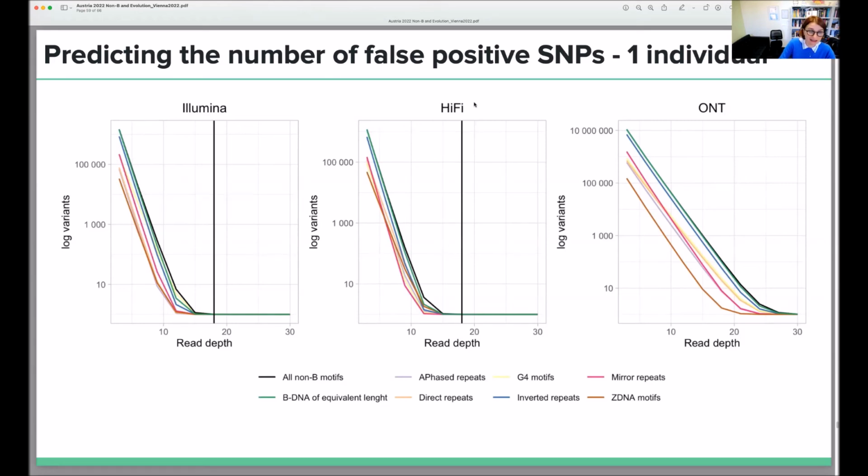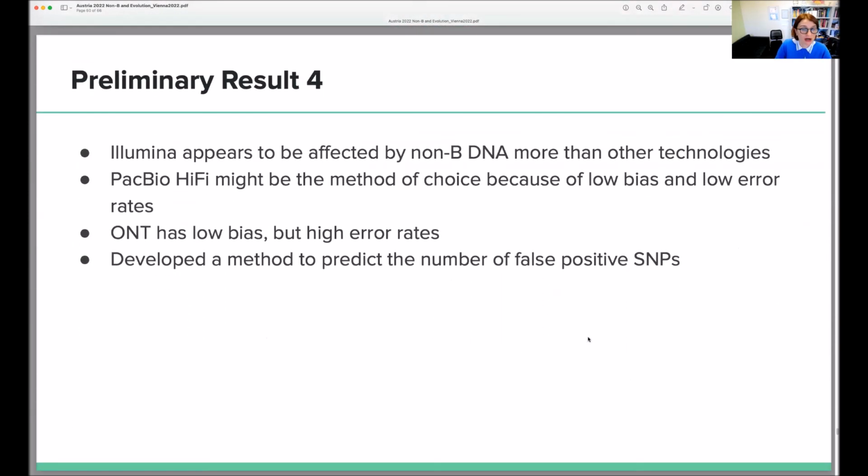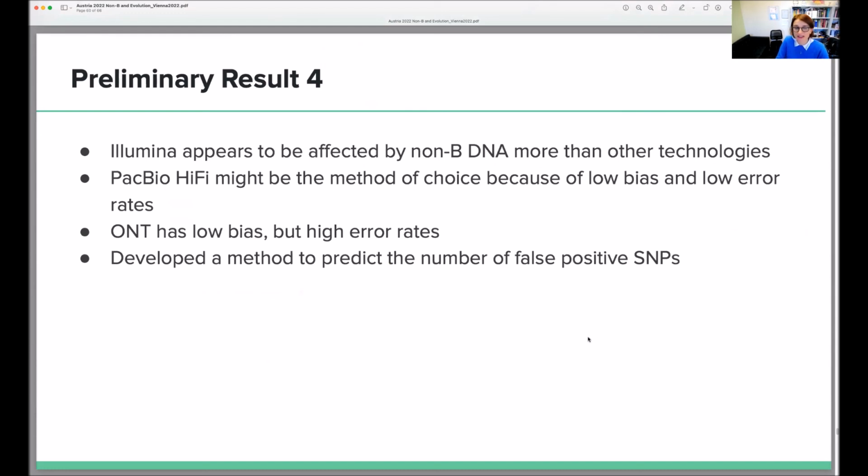Hi-Fi PacBio sequencing is, again, if you reach a certain depth, you are in a good position to avoid most sequencing errors. For ONT, it's problematic even up to about 30x because of the overall high sequencing error rate. So Illumina appears to be affected by non-B DNA more than other technologies. PacBio HiFi might be the method of choice because of low bias and low error rates. ONT has low bias at non-B DNA motifs, but high error rates.